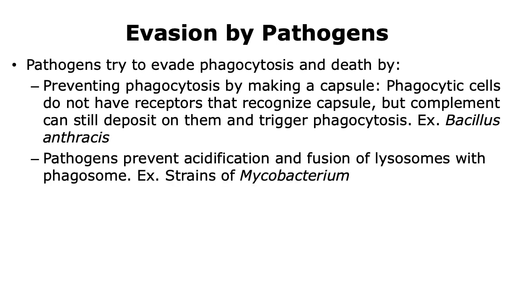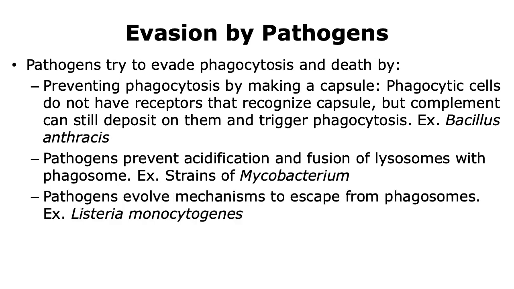Another way pathogens are able to escape death is by preventing the acidification and fusion of lysosomes with the phagosome. The actual destruction of the organism occurs only when the lysosomes fuse with the phagosome, because they are the ones that have all the enzymes that will be acting on the organism. By preventing the acidification and the fusion of the lysosomes, many pathogens are able to escape death in that phagosome. This is shown by different strains of mycobacterium that can cause tuberculosis.